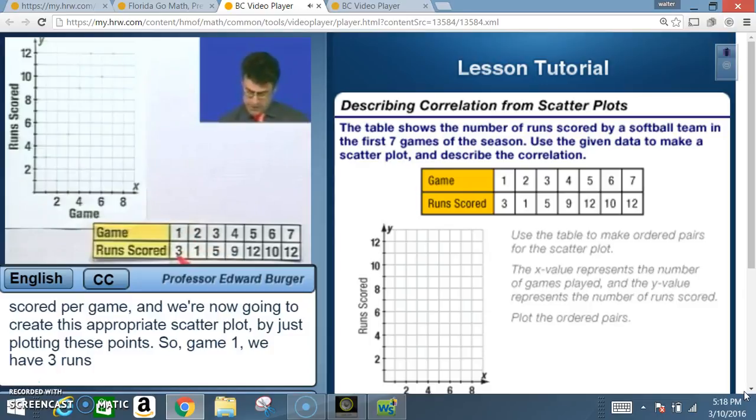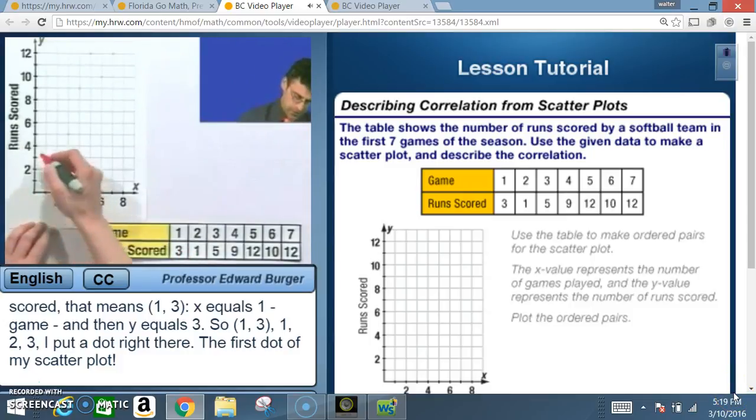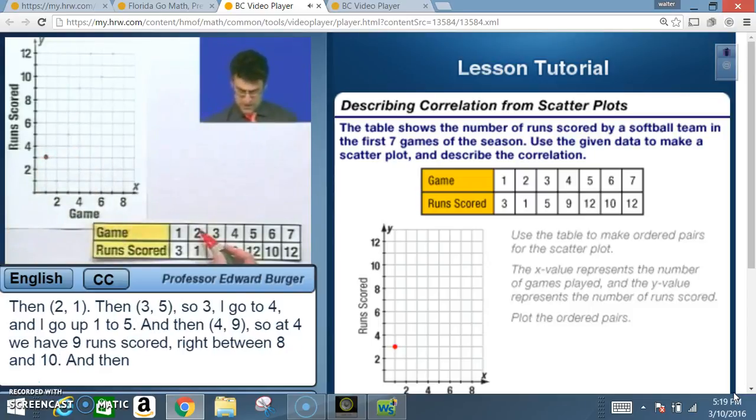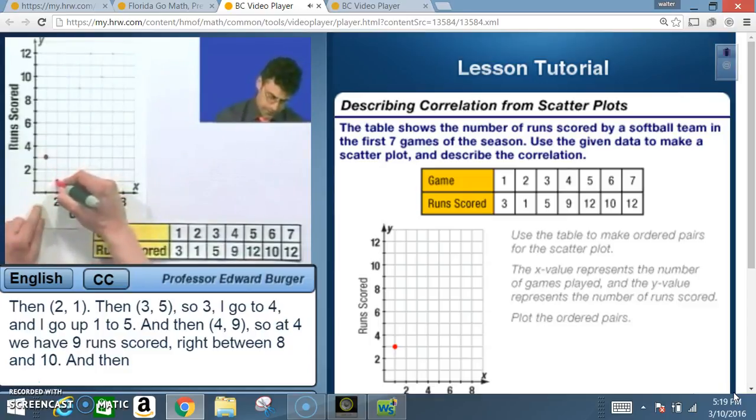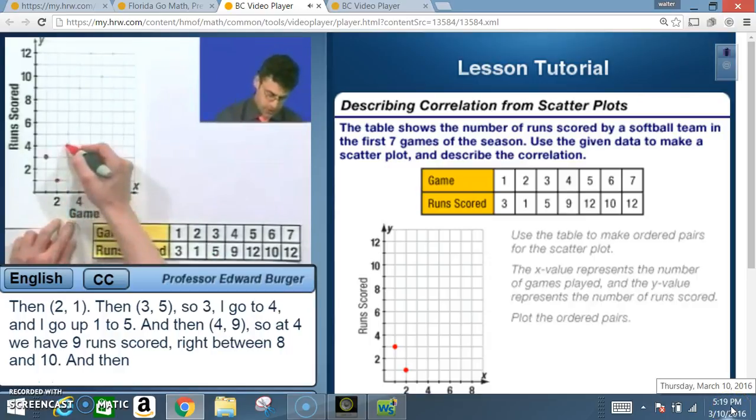So game 1, we have 3 runs scored. That means 1 comma 3. X equals 1 game, and then y equals 3. So 1 comma 3, 1, 2, 3. I put a dot right there. First dot of my scatter plot. Then 2 comma 1. Then 3 comma 5. So 3, and I go up 4, and I go up 1 to 5.